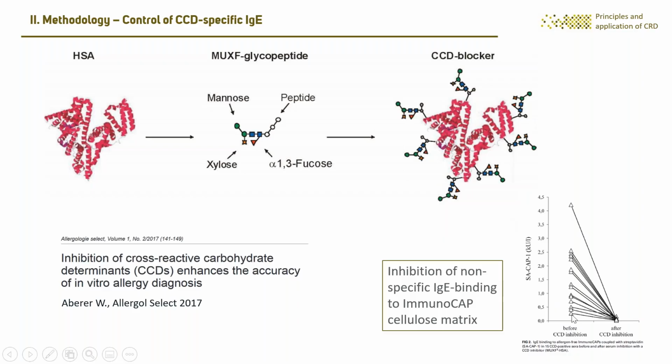In this paper, serum samples were shown which reacted not to an allergen extract, but even worse, to the matrix of ImmunoCAP, which also contains carbohydrates. In that case, these sera were non-specifically reacting to the matrix of ImmunoCAP, but pre-incubation with the CCD blocker eliminated all of these non-specific reactivities.